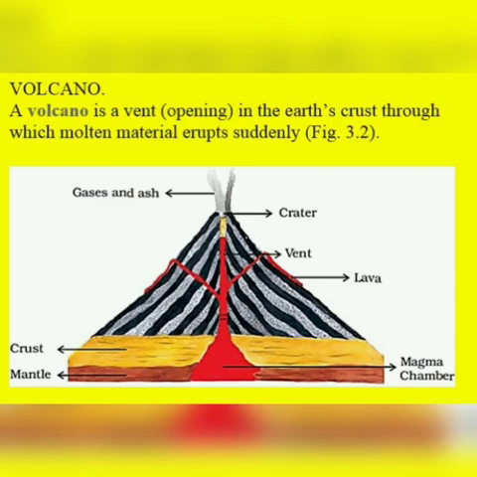it rolls down in the form of liquid. Then it is known as lava. That means this magma, when it comes out on the surface of the earth, is known as lava.